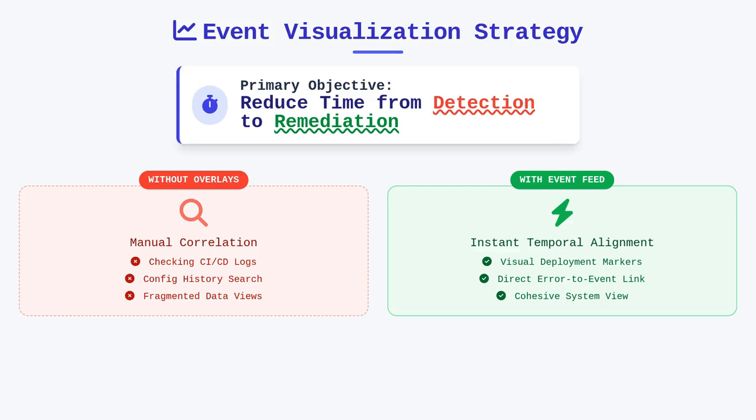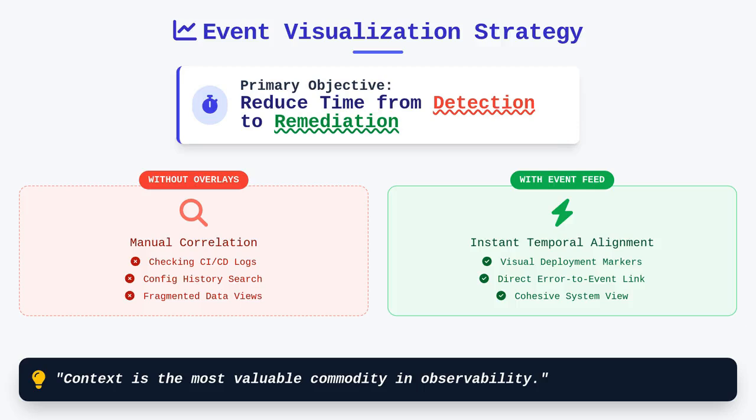This temporal alignment allows you to treat the infrastructure and the application as a single, cohesive system, rather than viewing metrics and events as disjointed pieces of information. As we refine our approach to dashboarding, remember that context is always the most valuable commodity in observability.